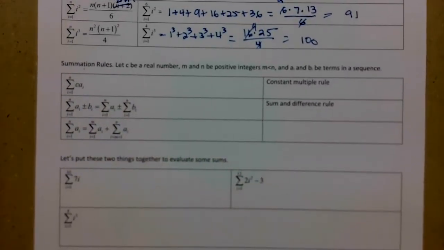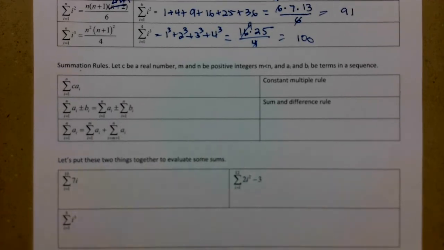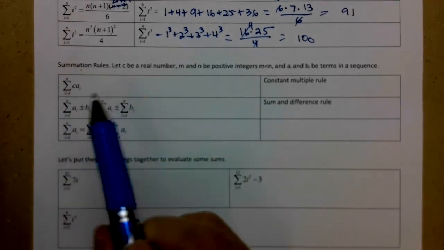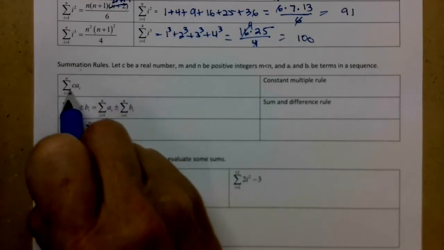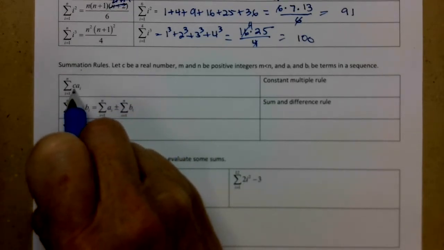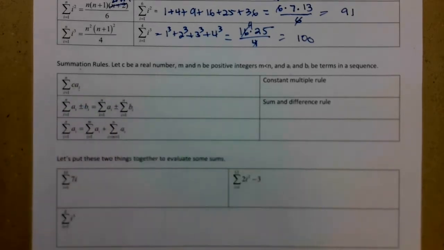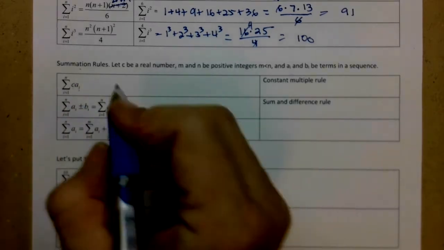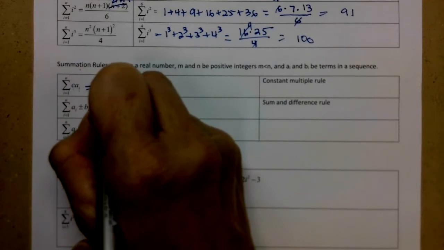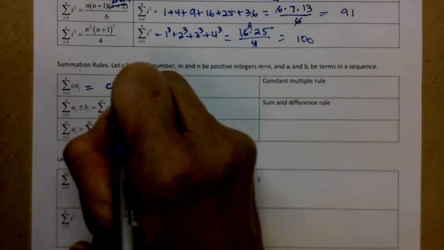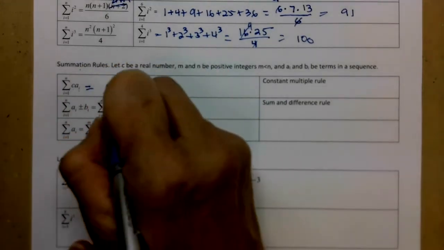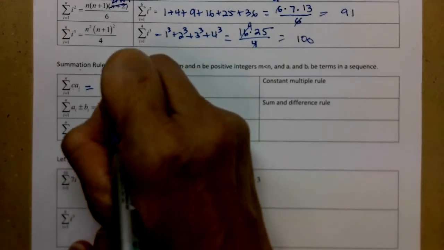Okay, a couple more rules. Here we go, constant multiple rule. So if you're adding up a constant multiple times a sub i, right, that general term has a constant multiple in front, we can move that constant multiple out in front and get the same result.